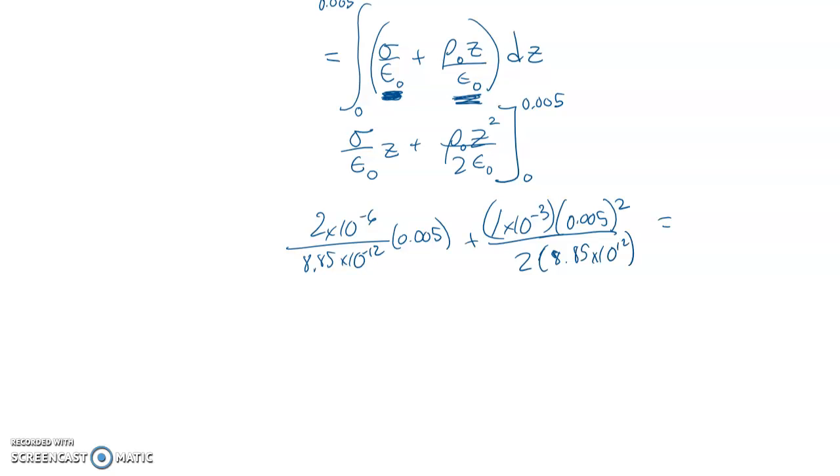If you bang that out on your calculator, I'm looking for my calculator, you can probably turn off the video at this point, because the rest is just doing these calculations, but I want to do it just to make sure I get the right answer. 0.005, 8.85 times 10 to the negative 12. Okay, and then 1 times 10 to the negative 3, 0.005 squared, divide by 2, divide by 8.85 times 10 to the negative 12. Add those two things together, and I get an answer of 2,542 volts, which I think is the right answer. So, all right, there you have it.